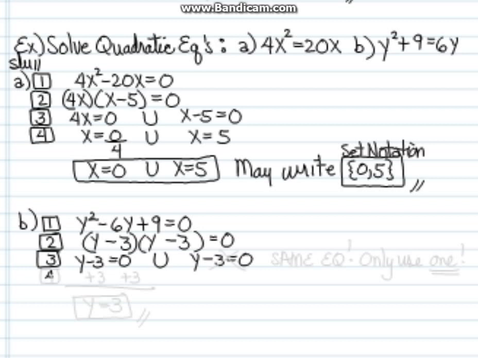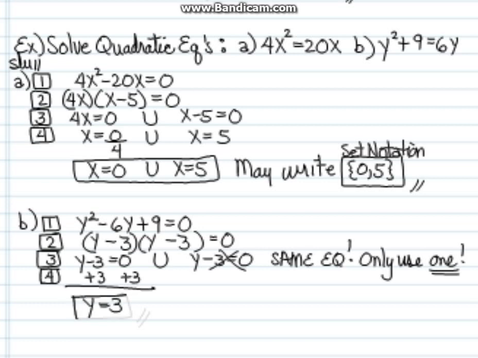But check that out. We get the same equation. So really, we only need one of them. We're just going to get the same answer anyway, so just cross out the second one and use the first one. Solve, step 4, we get y equals 3, and we're finished. We get one solution to this quadratic equation.